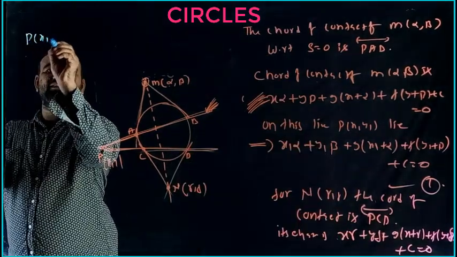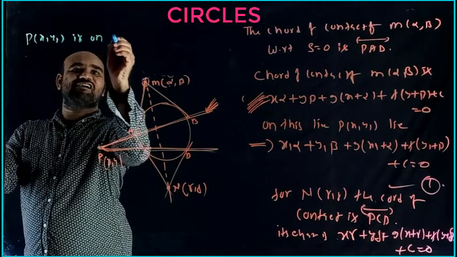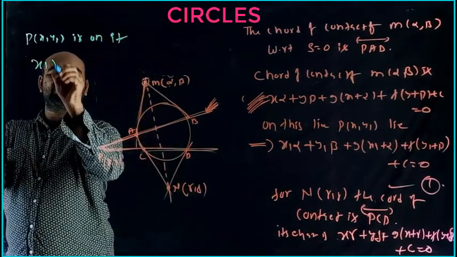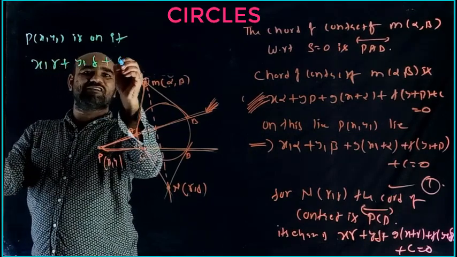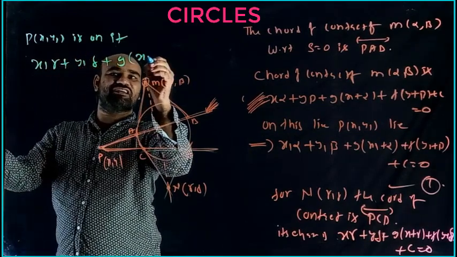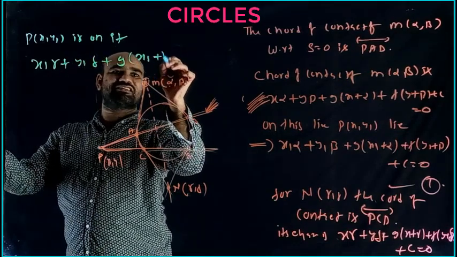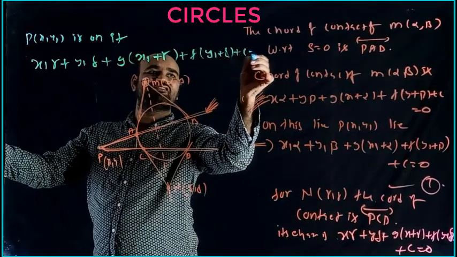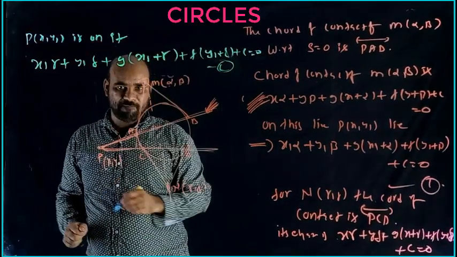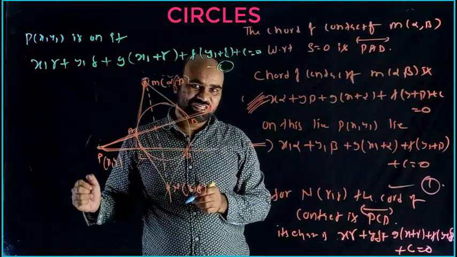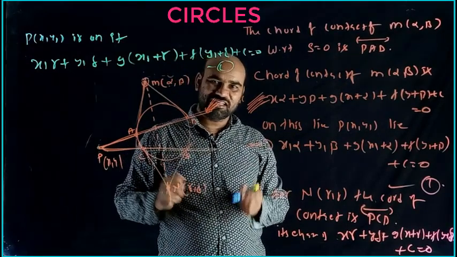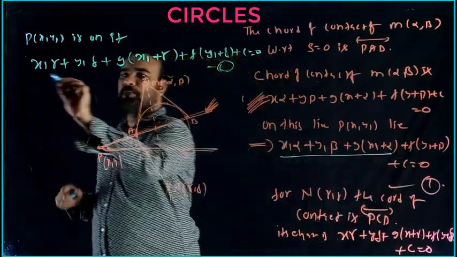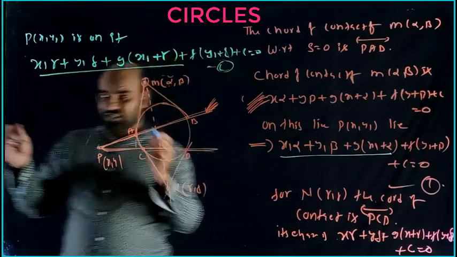P (x1, y1) is on it. It means on this line. Means what? x1 gamma plus y1 delta plus g times of (x1 plus gamma) plus f times of (y1 plus delta) plus c equal to 0. Equation number 2. Same procedure, no? In the previous theorem we proved the equation of chord of contact, same procedure. So observe equation 1 and 2.